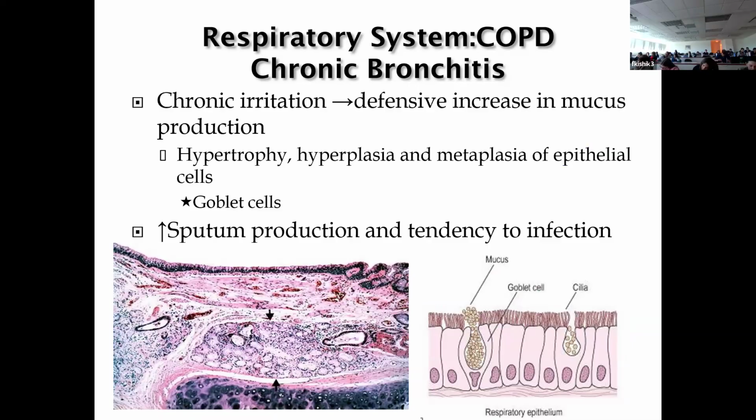Chronic irritation, defensive increases in mucus production. You have hypertrophy, hyperplasia, and metaplasia of epithelial cells. Metaplasia, not good. Usually the risk of cancer element here. Increased sputum production and tendency to infection. But just like emphysema, these patients should get prophylaxis and be treated with vaccines, and they're also prone to infections. And the goblet cell is the cell responsible for the copious mucus.